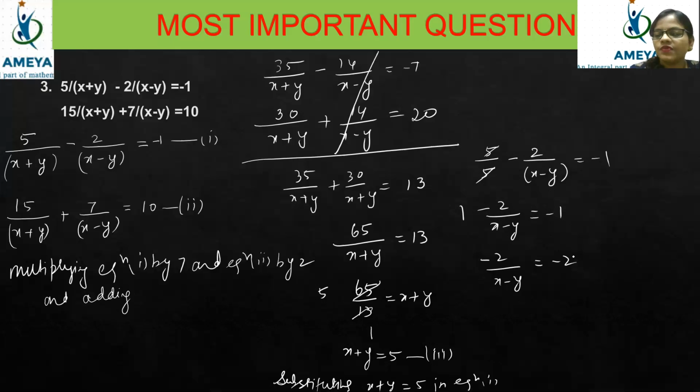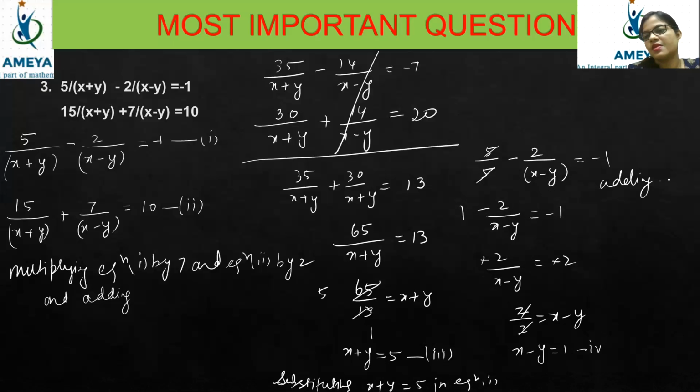So what we will do? Minus this side cancel. So 2 by 2 equal to x minus y. Cancel. So x minus y is equal to 1. Take it as equation 4. Now adding equations 3 and 4, what will you get? x plus y is equal to 5, x minus y is equal to 1. Cancel. 2x is equal to 6. So x is equal to 3.